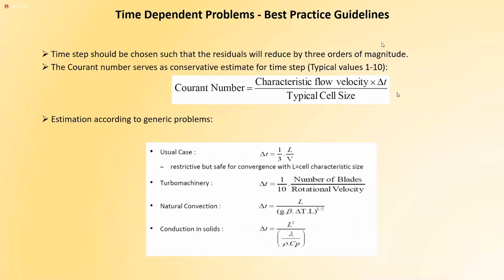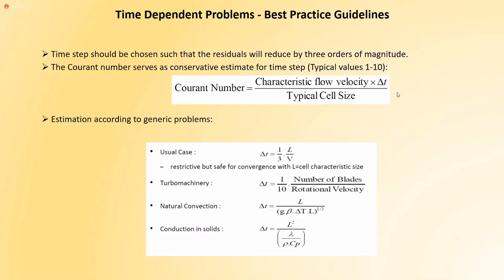Okay, time-dependent problems. As I said before, it's the characteristic flow velocity times delta t over the typical cell size. It's usually better described as the time it takes the phenomena to pass that cell. And in explicit schemes, it's very sensitive to the Courant number.